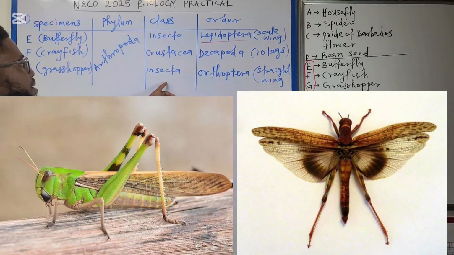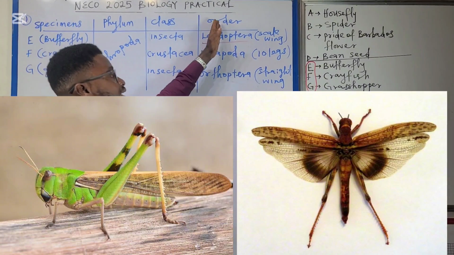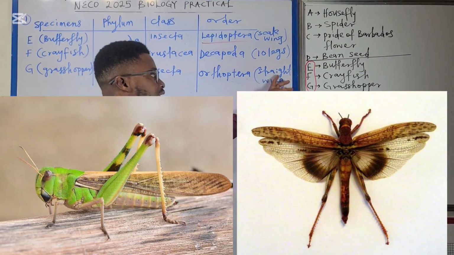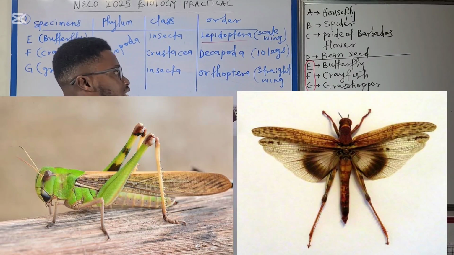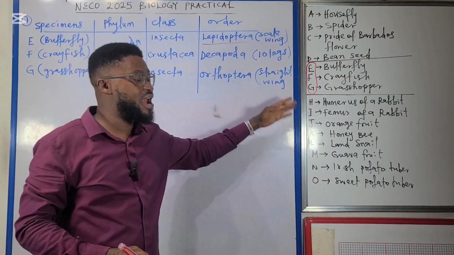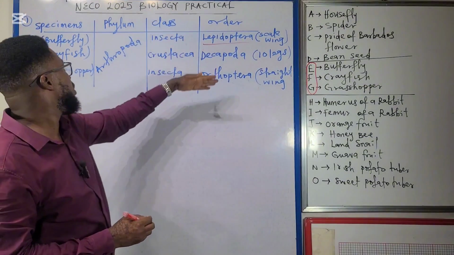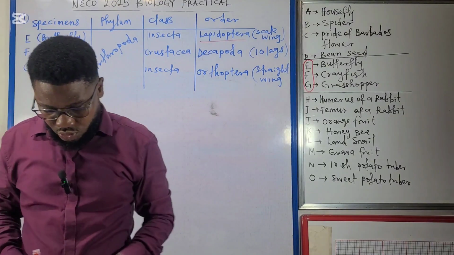Then your grasshopper has straight wings. That is why it belongs to the order Orthoptera. Ortho means straight. When you say ptera, you're looking at the wings. So Orthoptera means straight wing. So that is the class and the order of specimen E, F, and G, and that answers question 1.